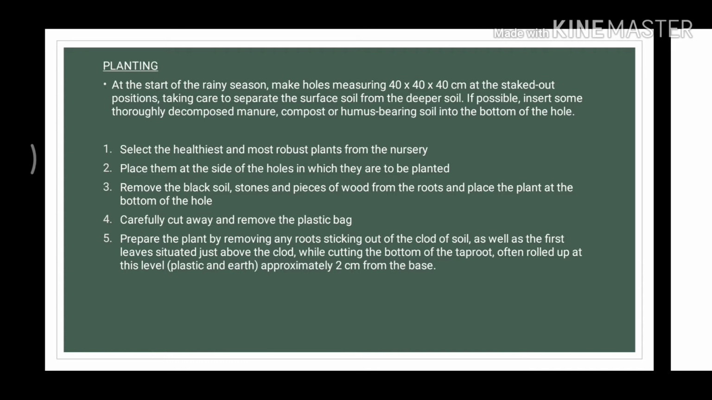Next, carefully cut away and remove the plastic bag. After that, prepare the plant by removing any roots sticking out of the clod of soil, as well as the first leaf situated just above the clod, while cutting the bottom of the taproot, often rolled up at this level, approximately 2 centimeters from the base.